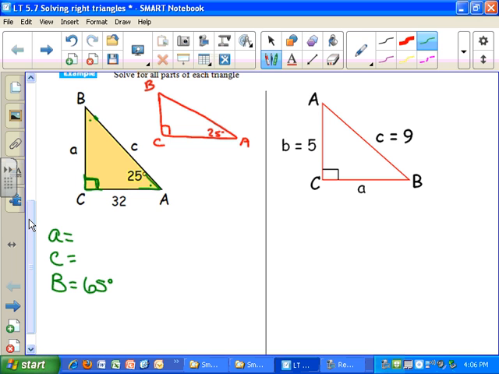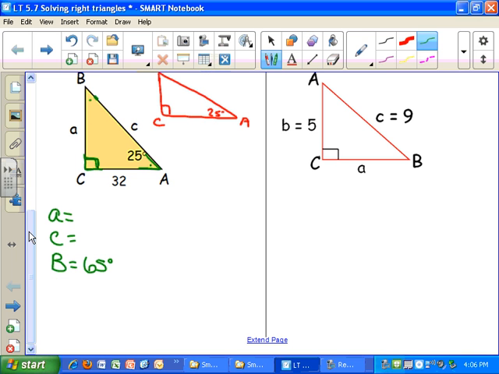For solving lengths a and c, because it's a right triangle, you might be thinking Pythagorean theorem. a squared plus b squared equals c squared, which will work if you have 2 of the sides, but it doesn't work when you only know 1 of the sides. So we have to use trig.